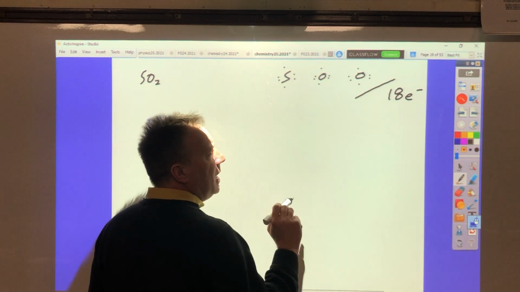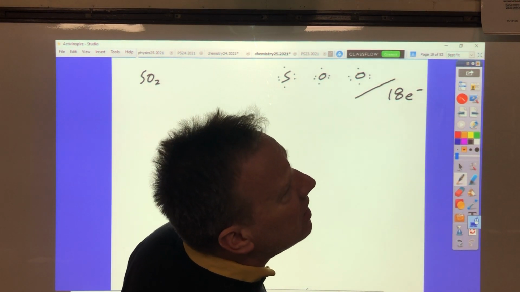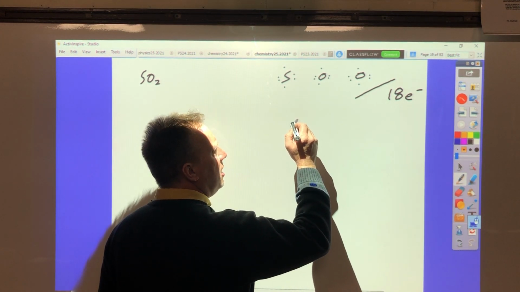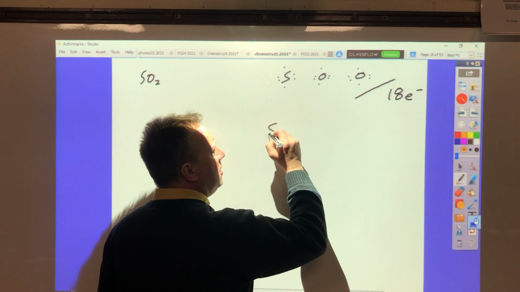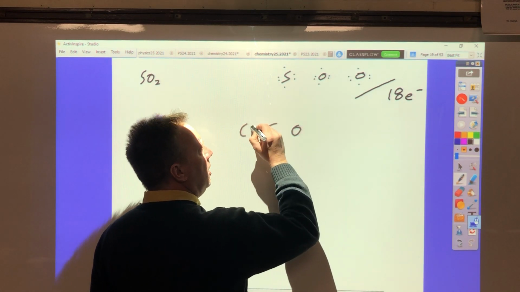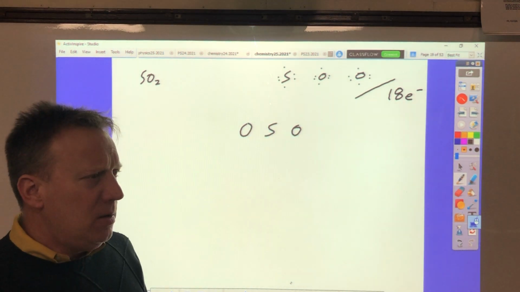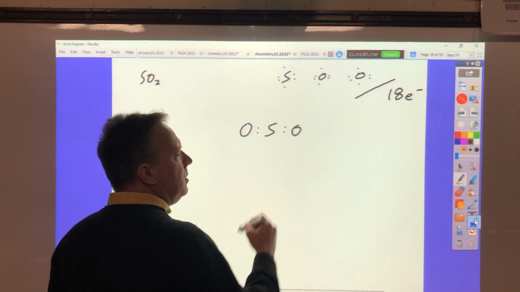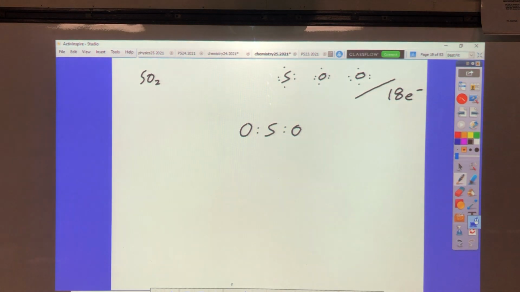So we need a central atom. Even though oxygen technically is a little closer to carbon, we're going to use sulfur because it's the odd guy out. S-O-O. Let's put it in the middle. Then, next step, put in the shared pairs. Then, next step, give everybody 8.